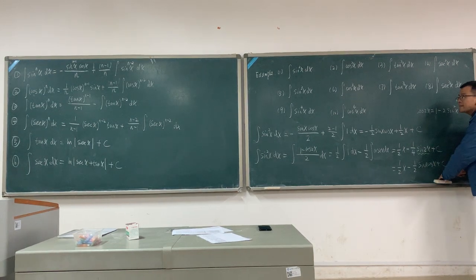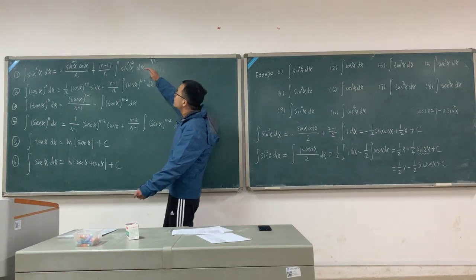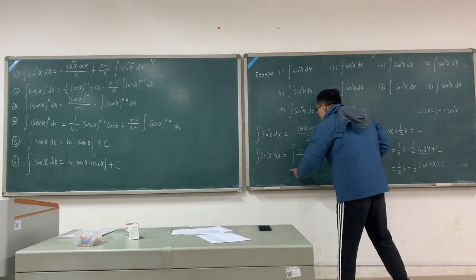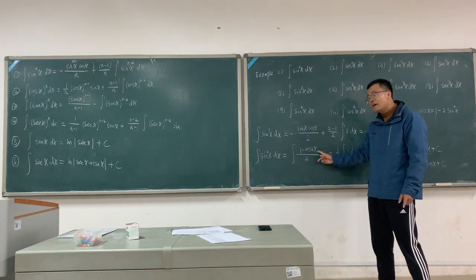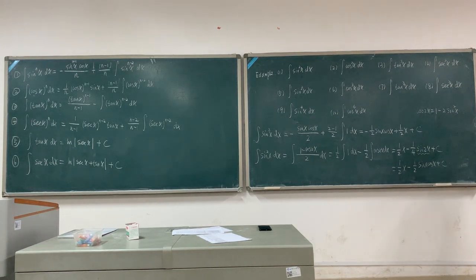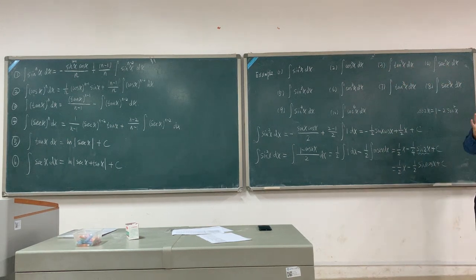So this is the second method. You can use this formula, the reduction formula, or you can use sin square equal to 1 minus cosine 2x over 2. This is the second method, okay? So for number 2, number 3, and number 4, we also have 2 methods again.